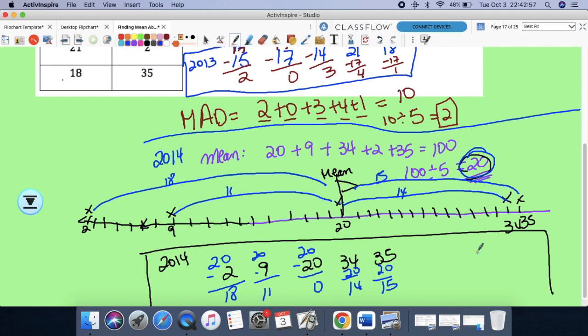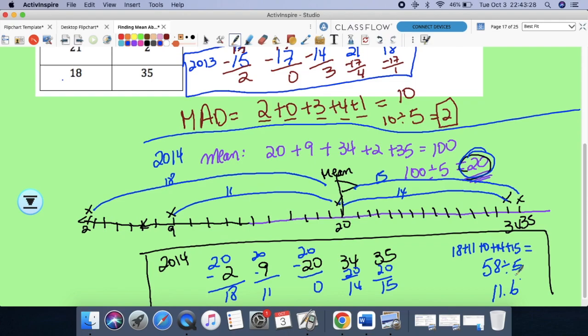So we're going to go 18 plus 11 plus 0 plus 14 plus 15. That's going to give us 58. And we're going to divide by how many? 1, 2, 3, 4, 5. And 58 divided by 5 is going to give us 11.6.